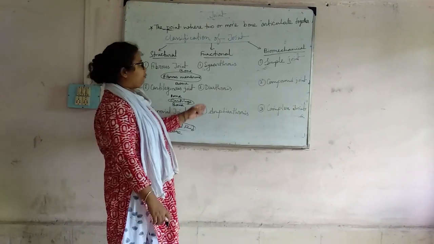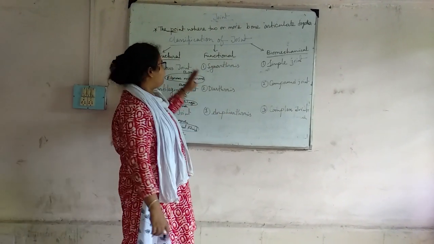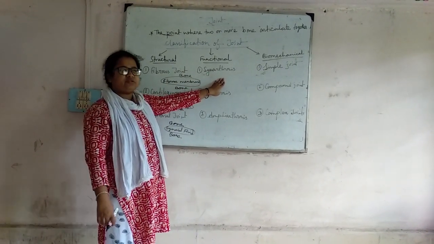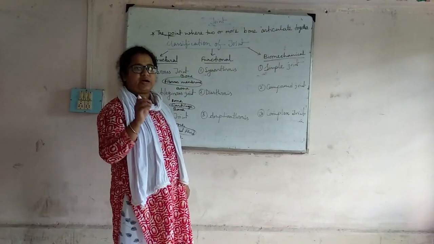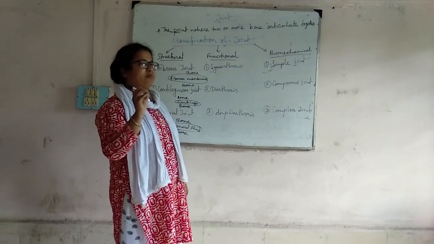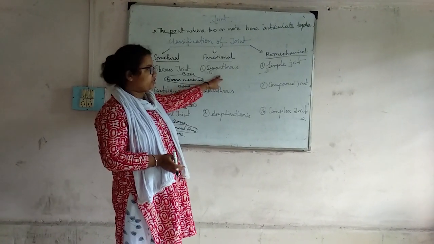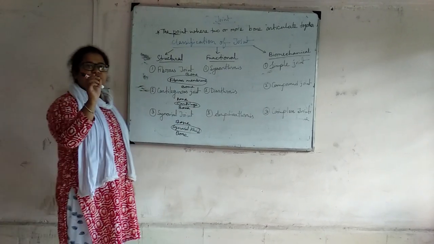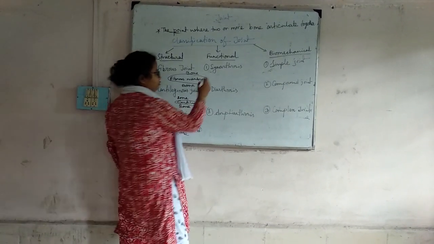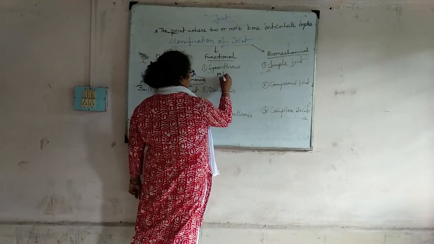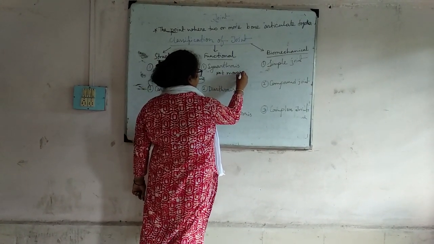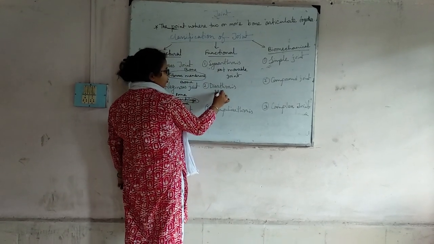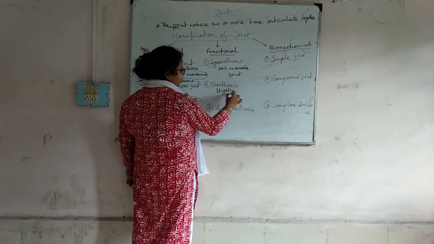Next, we have to know about the functional classification of joints. Number 1 is synarthrosis. Synarthrosis means joints which are not movable. Immovable joints are called synarthrosis. The next one is amphiarthrosis. The slightly movable joints are called amphiarthrosis. Diarthrosis means freely movable.